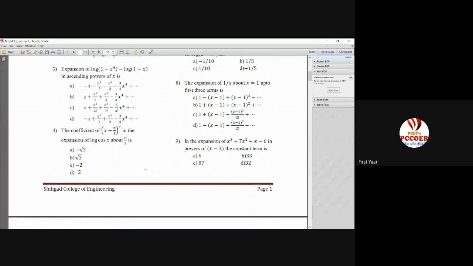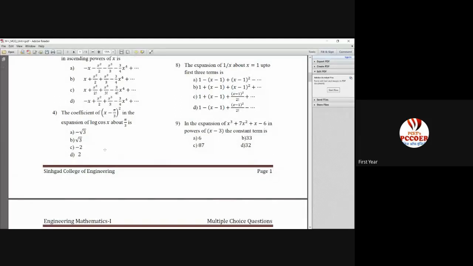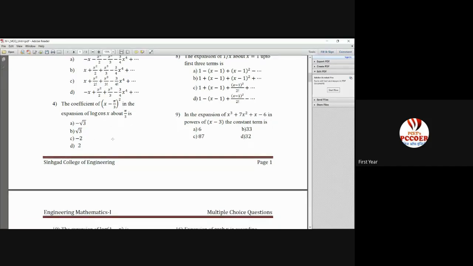Okay. Question number 4. This answer is also written wrong in the options. How are you going to do this? The coefficient of x minus pi by 3 the whole square. We can expand f of x, the expansion of log cos x about pi by 3.